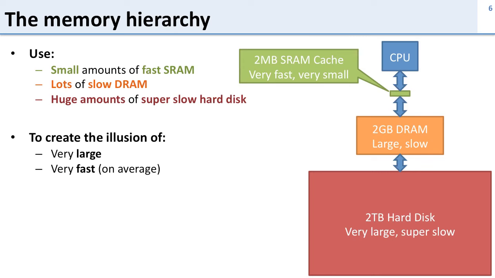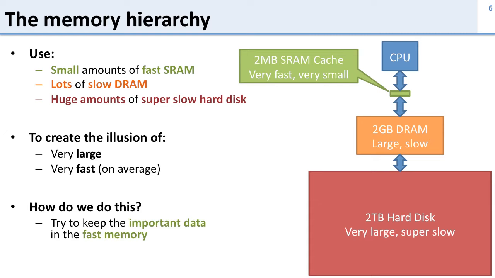So what this hierarchy does is create the illusion of having a very large memory, because we can fit as much as the largest part, the 2 terabyte hard disk, but it will also seem very fast on average. And it'll seem very fast if we're clever about how we use it. So to do this, we want to keep the important data in the fast memory. So the data that we're working on right now, we're going to move all the way up to the cache so the CPU can access it quickly. And the data that we're not using anymore, we want to move out to the slow memory to make space for the fast data in the fast memory.